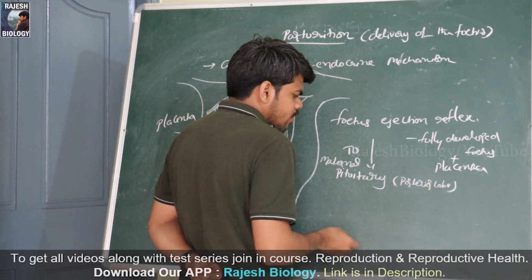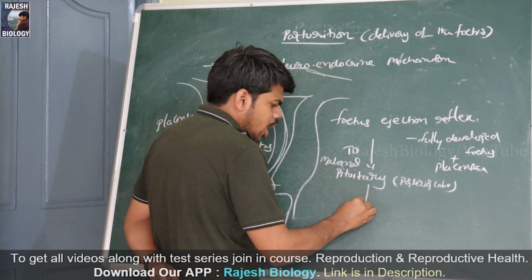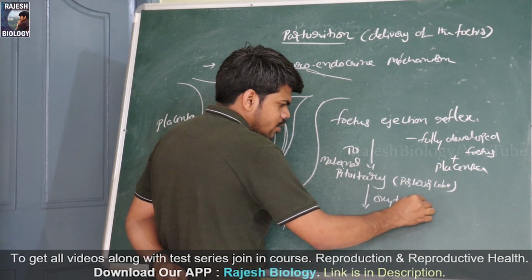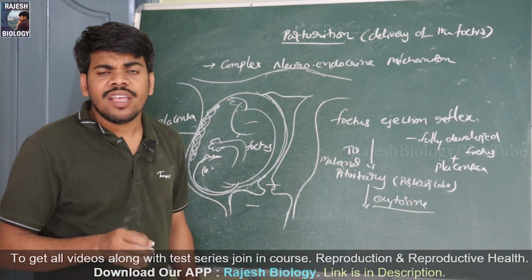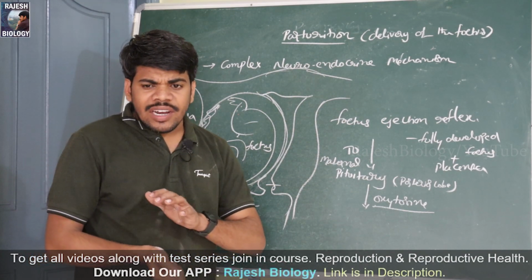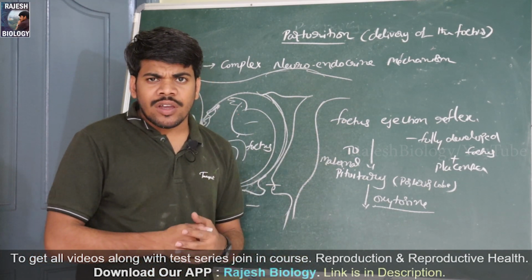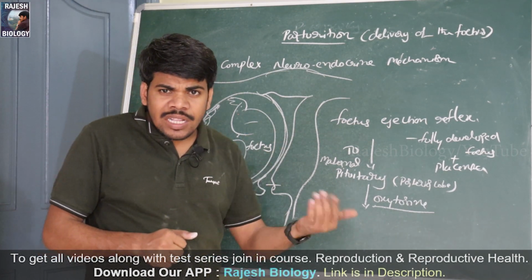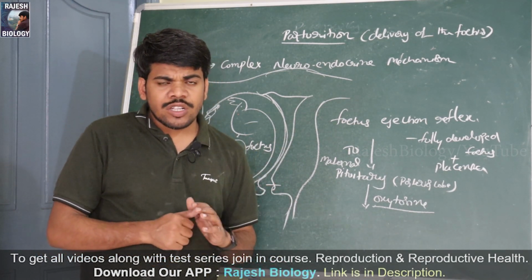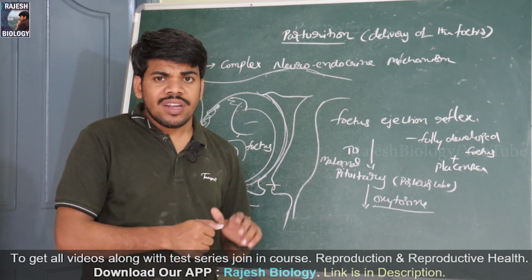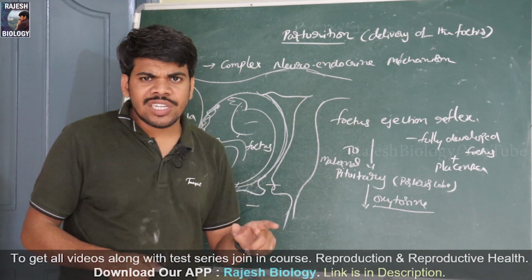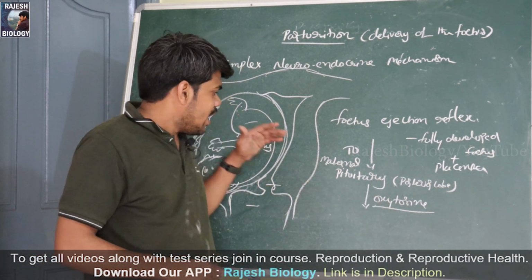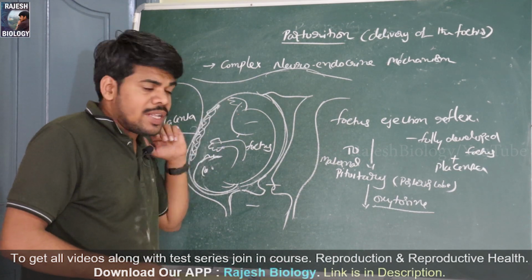From the pituitary gland, one hormone is released. That hormone name is oxytocin. Very important: if a pregnant woman doesn't get labor pain even after 9 months of gestation, the doctor gives one injection. That injection is nothing but oxytocin. Oxytocin is very important for the expulsion of the fetus and the placenta.